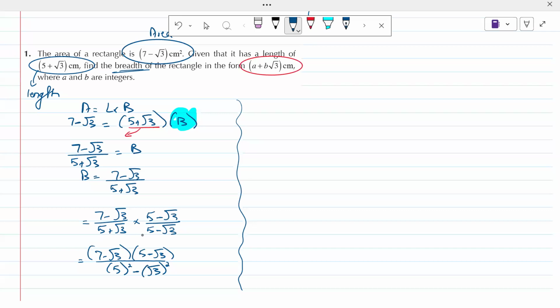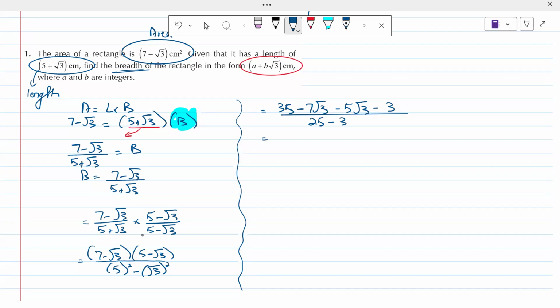So 7 into 5, that's 35. 7 into root 3, that would be minus 7 root 3. Root 3 into 5, that's minus 5 root 3. And finally, minus root 3 into minus root 3, that would be minus 3. Denominator 5 square, that's 25. Minus root 3 square, that would be 3 only.